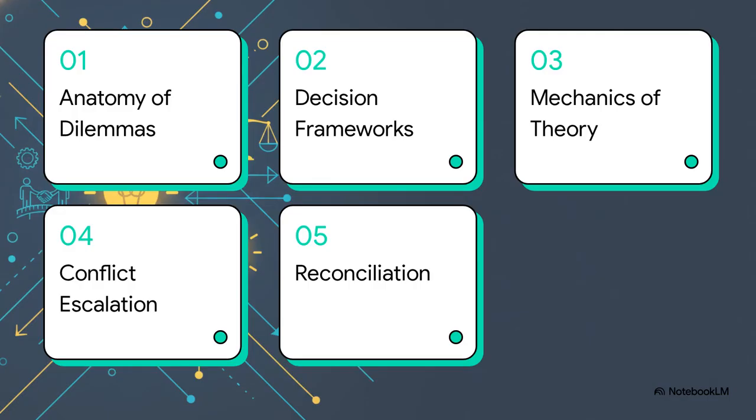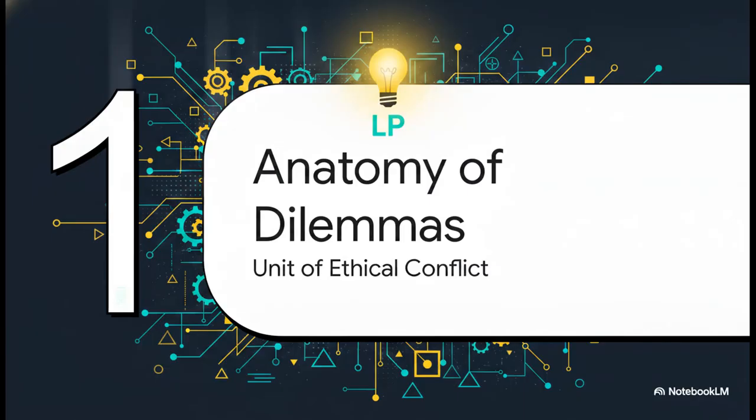Here's our roadmap for today. We're going to apply a rigorous structural loop to understand the actual mechanics of ethical choice. We'll quickly hit the anatomy of moral dilemmas, look at classical decision-making frameworks, transition right into the mechanics of dilemma theory, dissect conflict escalation mechanisms, and finally, resolve it all with reconciliation and macro integration. Let's dive in. All right, Section 1, the anatomy of moral dilemmas.